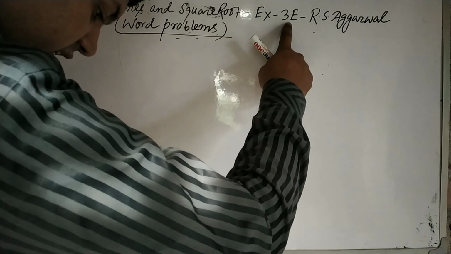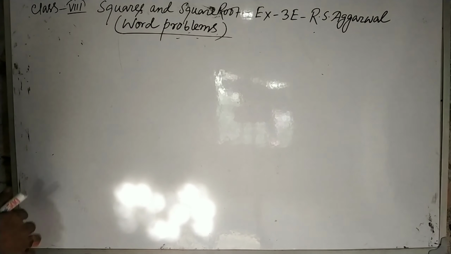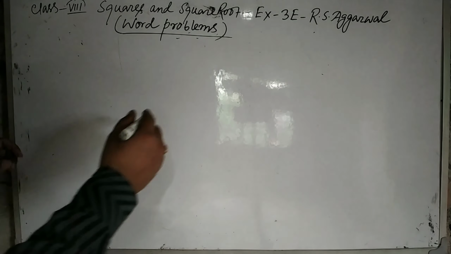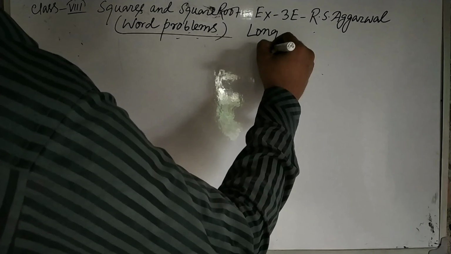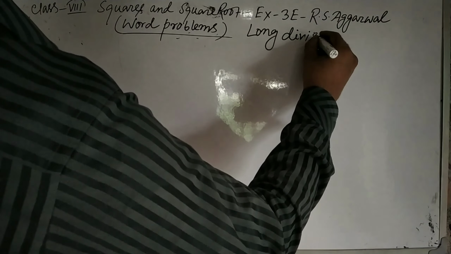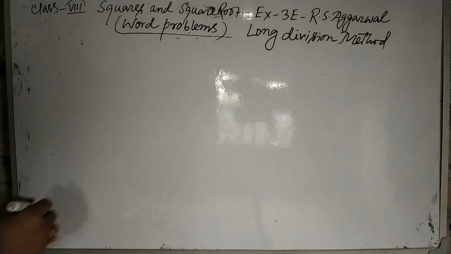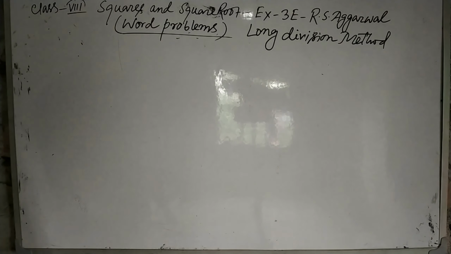Today we will learn how to solve the word problems of square and square root chapter on the exercise 3E, which was left in our last class. Here we will basically use the long division method. If you have any doubt when we have to use long division method and when we have to use prime factorization method, I will suggest you to review the previous videos related to squares and square root chapter. Okay?